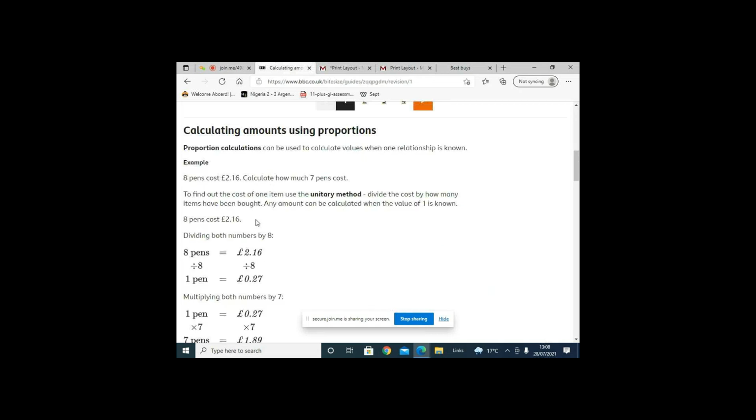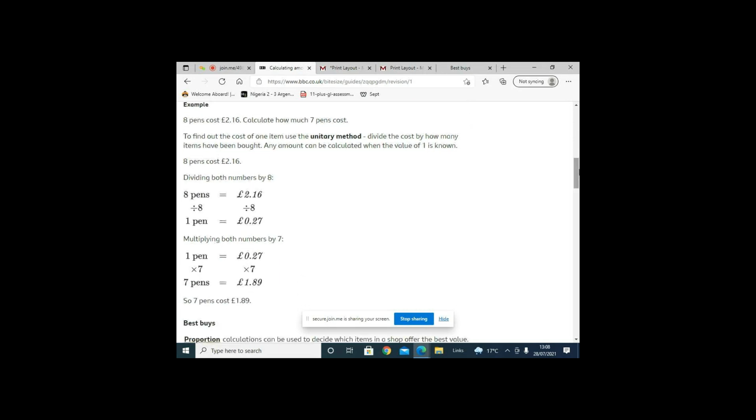If you want to calculate proportionality, for example, it says 8 pens cost £2.16. Calculate the cost of 7 pens. So you know that 8 pens cost £2.16. The first thing you do is calculate the cost of 1 pen. You divide £2.16 by 8, and by doing that you get 27p. That means 27p is the cost of 1 pen.